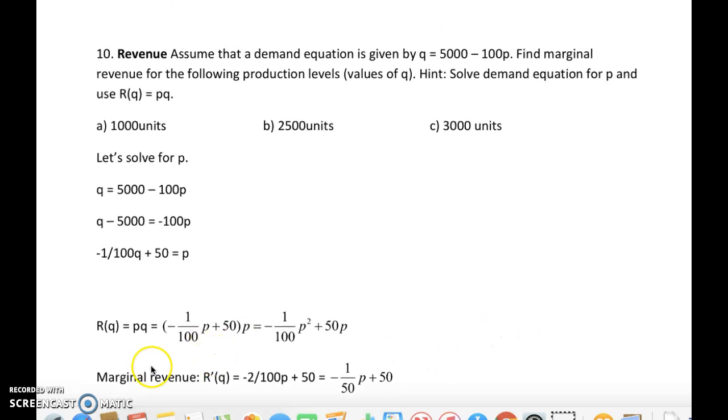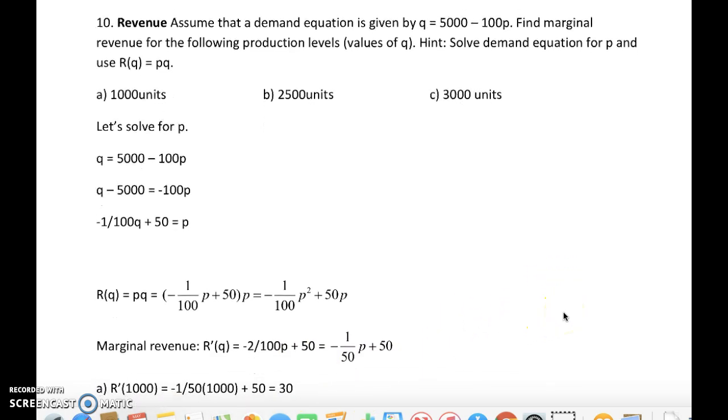And our marginal revenue is the derivative of all of this. So our derivative is negative 2 divided by 100 times Q to the first power, which simplifies to negative 1 over 50 Q, plus 50, and that's not going to change as we go through our simplification process.